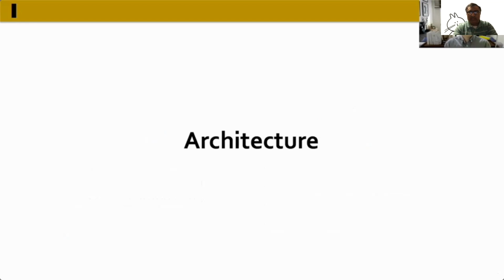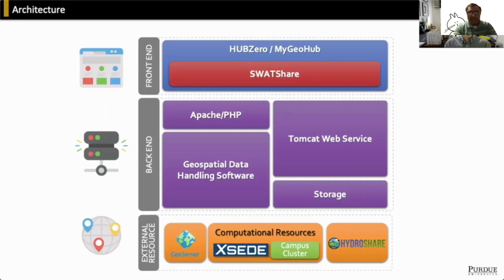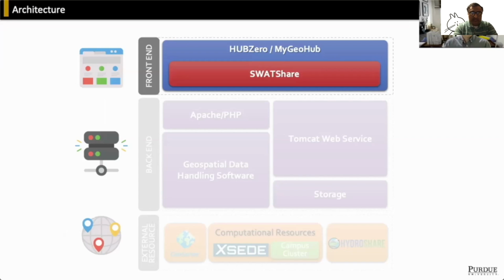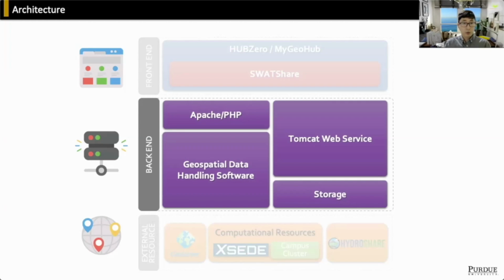We first talk about the architecture of the SWOT-Share system. This is a brief architecture of our system. It consists of the 3 main components: front-end, back-end, and external resources. The front end of SWOT-Share is a web application hosted on MyGeoHub, which is a HUBzero-based science gateway for geospatial data and model analysis. And the back end of the system provides a set of services for handling user requests received through the SWOT-Share web interface.